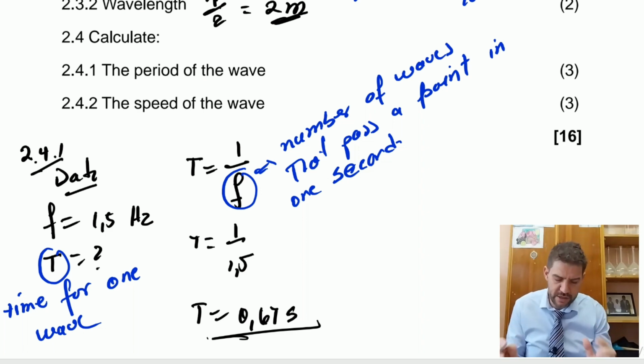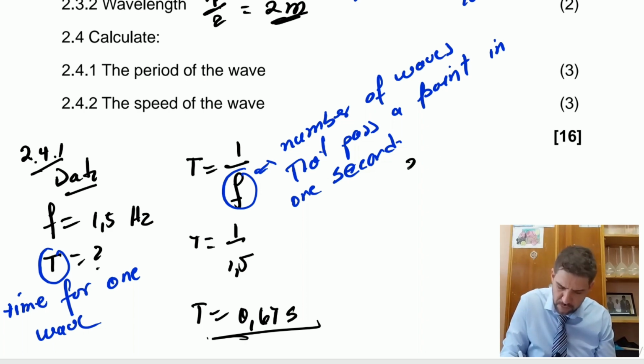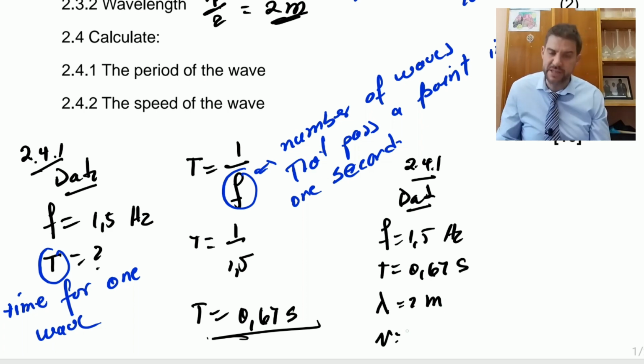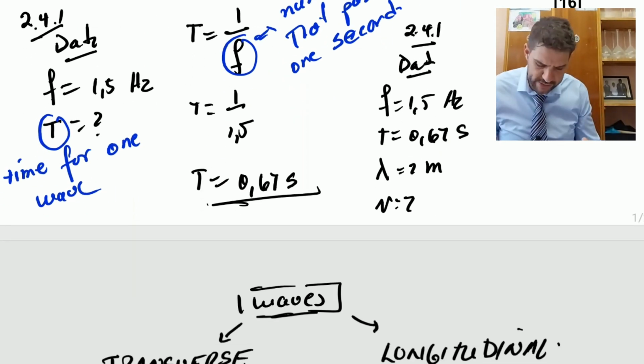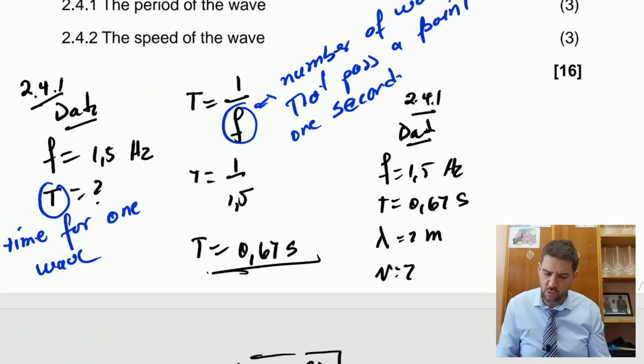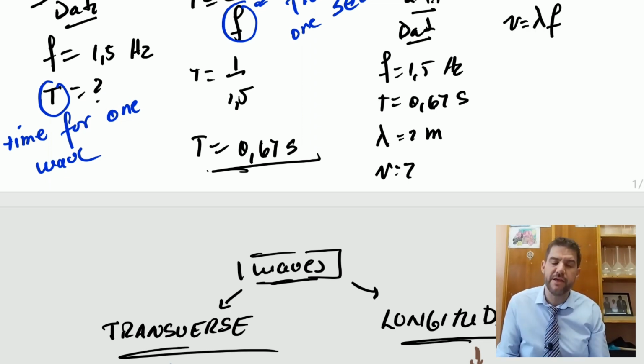And then to finish the question, they say calculate the speed of the wave. So to calculate the speed of the wave, question 2.4.1, data, we have the frequency, which is 1.5 hertz. We have the period, which we calculated, and it's 0.67 seconds. We have the wavelength, which is 2 meters. We're looking for speed. We have a formula, which is quite simple. Speed is equal to wavelength multiplied by frequency. Straightforward. That formula is given to you in the exam.